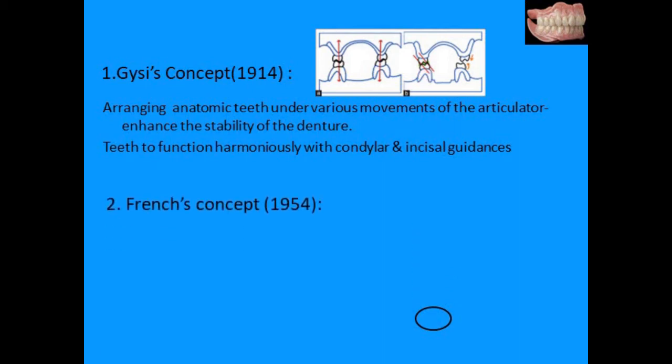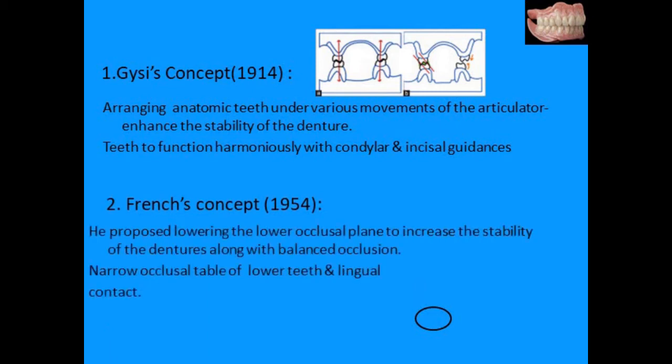Next one is the French concept in 1954. So according to him, lowering the lower occlusal plane increases the stability of the denture along with balanced occlusion, and a narrow occlusal table of the lower teeth and lingual contact help to increase the stability.